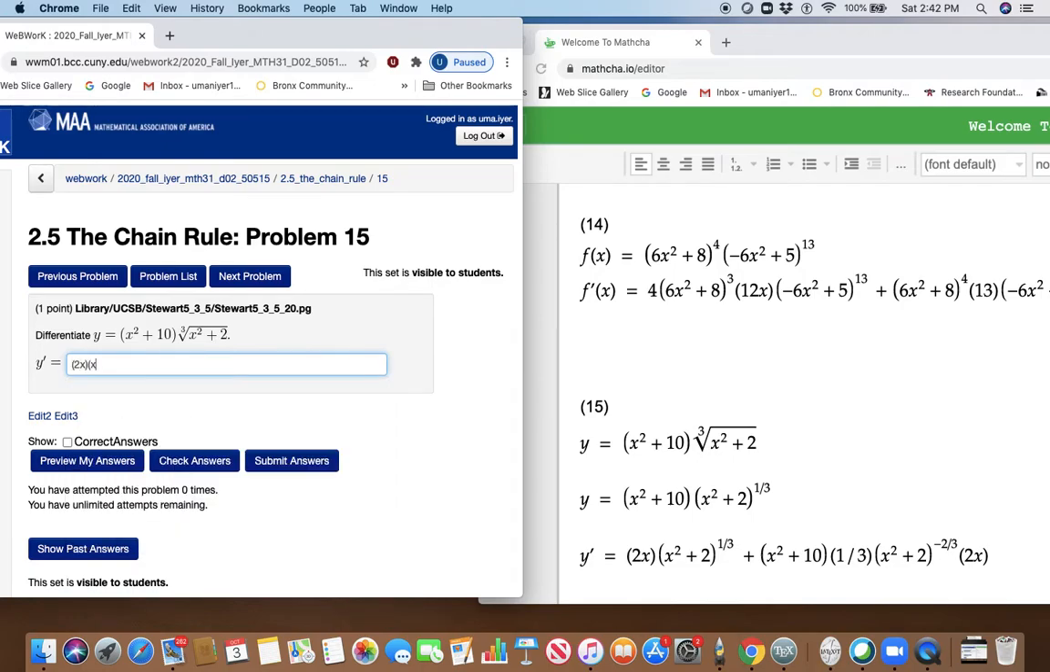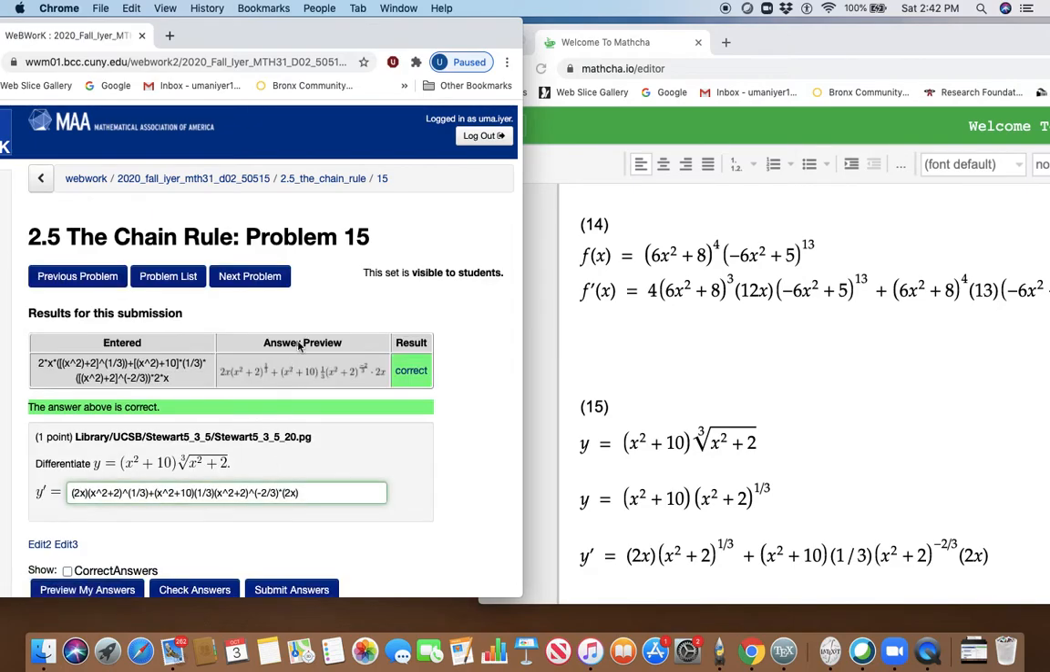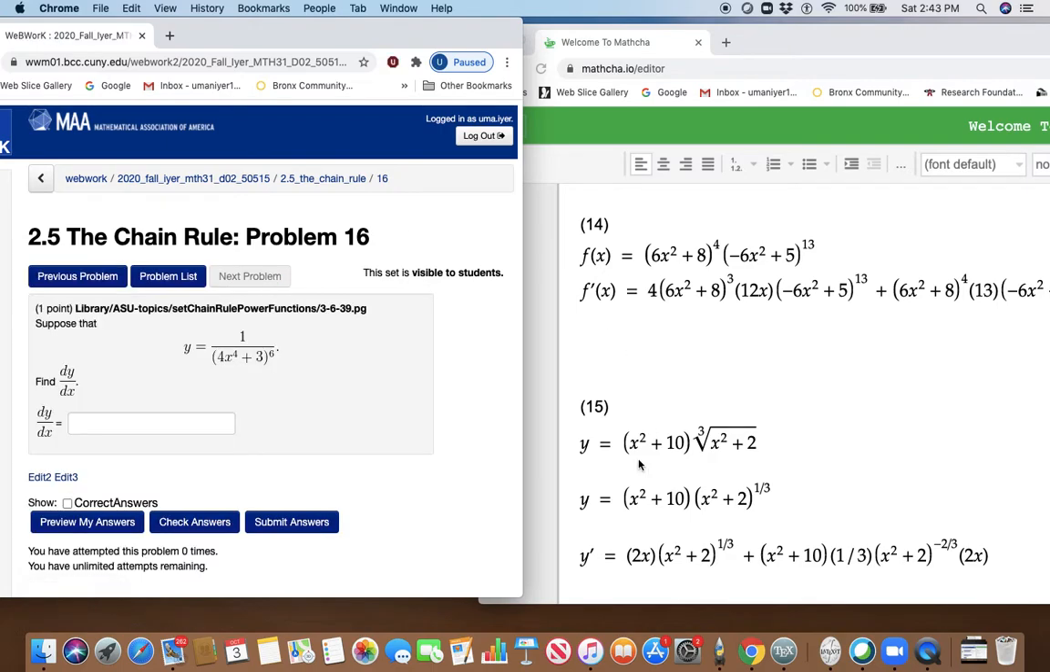2x (x squared plus 2) to the power 1/3 plus (x squared plus 10) times 1/3 (x squared plus 2) to the power negative 2/3 times 2x. Okay, next problem.